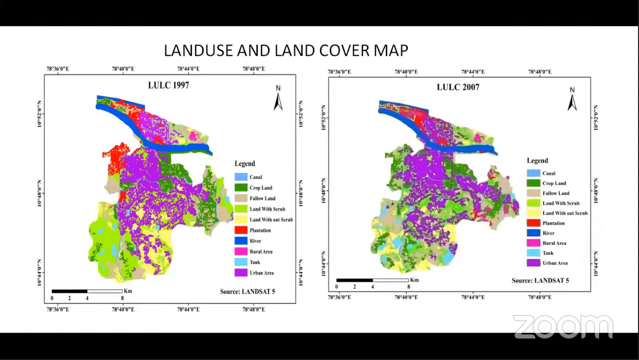Next one is the land use and land cover map. The Landsat imageries are used for image analysis for the years 1997 and 2007. The supervised method of image classification is followed for image analysis using QGIS. It is carried out to avoid any misclassification, and we digitized it for higher accuracy. In 1997, you see there is more natural vegetation and crop land and less urban area. When you see 2007, the built-up land is increasing day by day because of increasing population and migration of people from rural to urban areas.